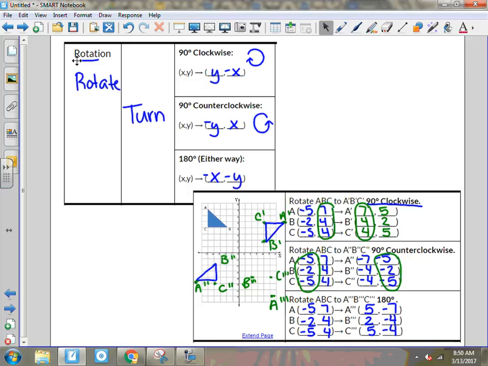And when I connect those dots, now I've got A triple prime, B triple prime, C triple prime. And it does end up looking like a pinwheel, so that's one way that you can figure out that you did it correctly.